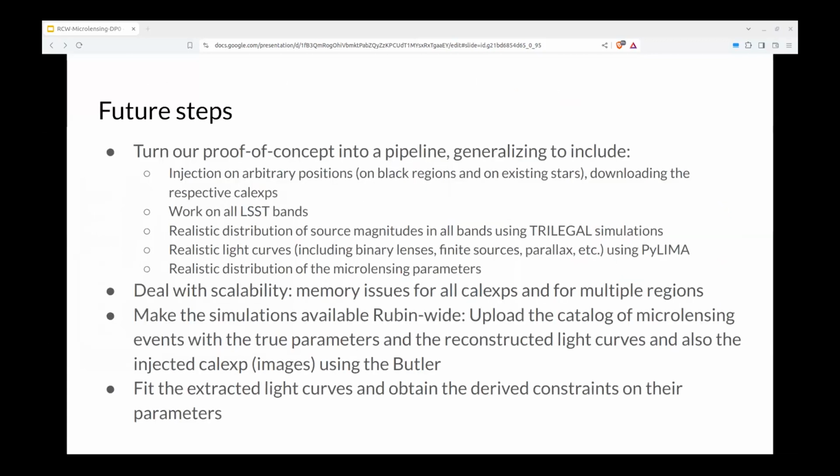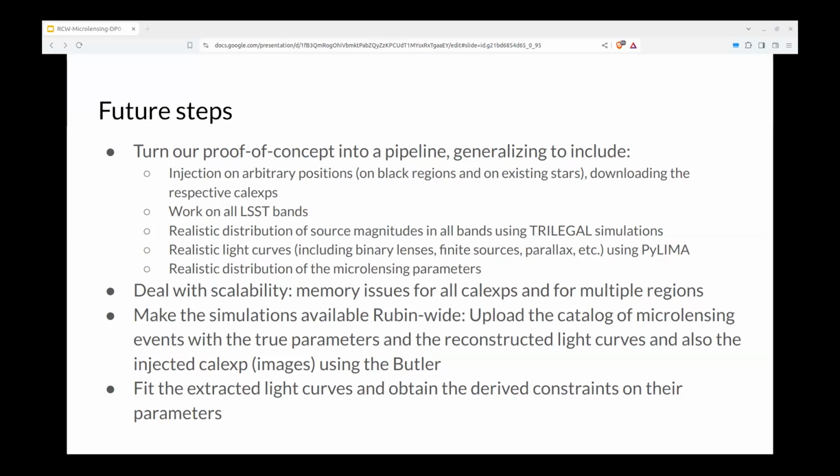So the future steps are to generalize and automatize this proof of concept by injecting the light curves in an arbitrary position, which is already done, while downloading the new injected calexps, working for all bands at the same time, using realistic distributions with TRILEGAL simulations, using more realistic and complex microlensing models like on source, on lens, or binary or parallax, etc., using PyLIMA, and using a realistic distribution of microlensing parameters.